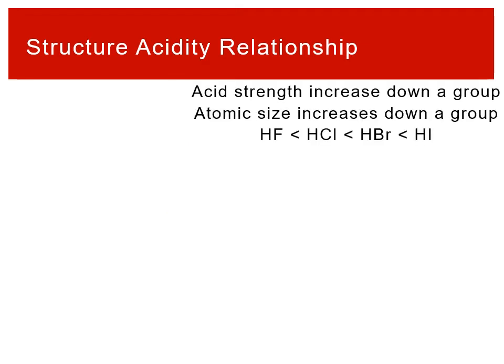So one of the things that we want to think about then is how acids that are basically just hydrogens attached to atoms change. And we can relate that to periodic table trends. Acid strength increases down a group. If we look at, say, the halogens, fluorine, chlorine, bromine, iodine, as you go down the group, you get stronger acids. This is true for any group on the periodic table. If you have atoms on the bottom of the group bonded to hydrogen, they are stronger acids than anything at the top of the group.